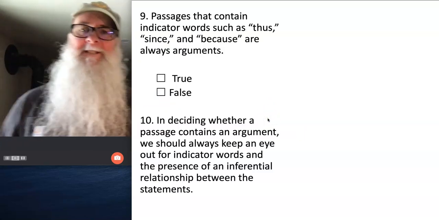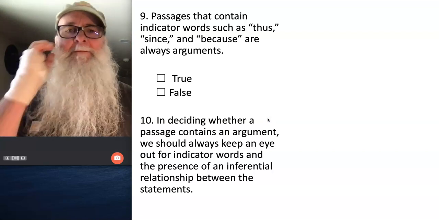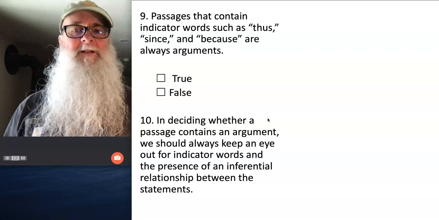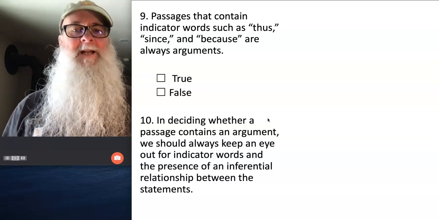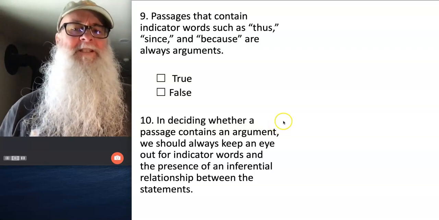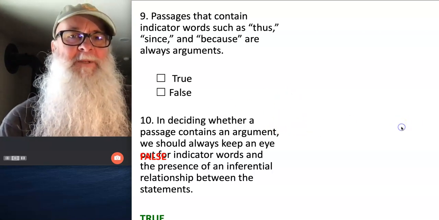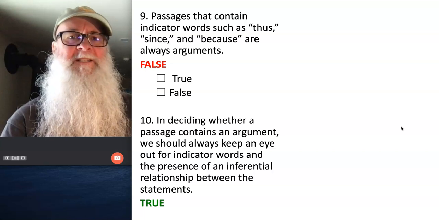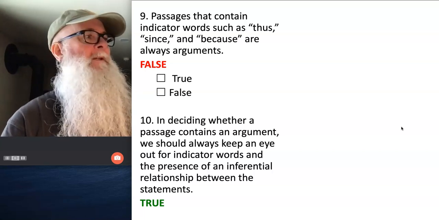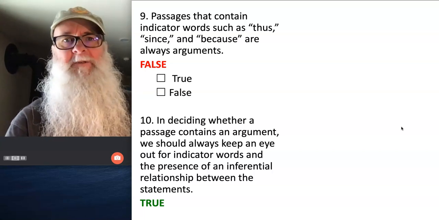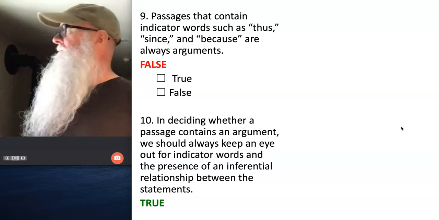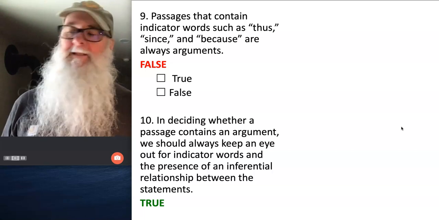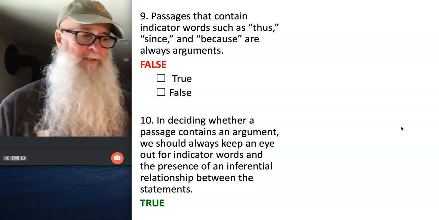Number 9, passages that contain indicator verbs such as thus, since, and because are always arguments. And number 10, in deciding whether a passage contains an argument, we should always keep an eye out for indicator verbs in the presence of an inferential relationship between the statements. Number 9 is false. Sometimes we use words like because and since and thus in passages that are not arguments. We might say, like, I've been growing old since the day I was born, right? And that's using since in a temporal sense rather than indicating a conclusion.